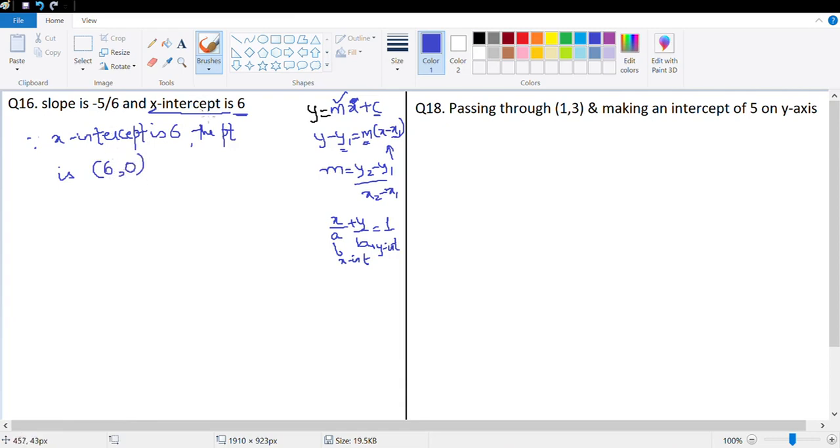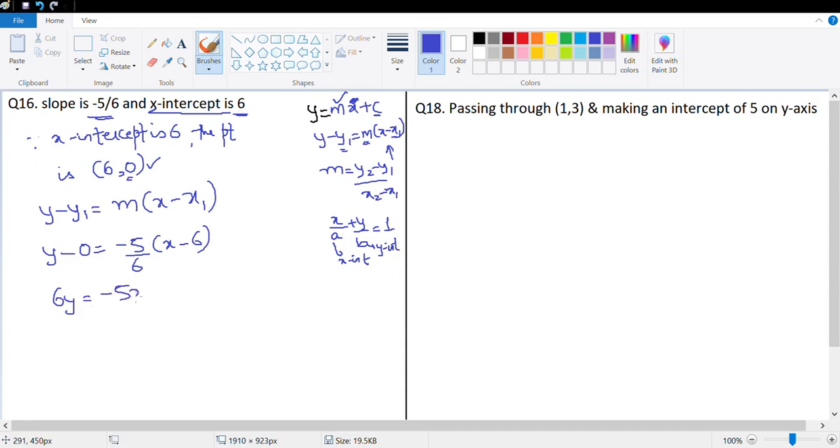Right. So now this becomes simple. I know the slope and I know a point through which it passes. So y minus y1 is equal to m times x minus x1, which means y minus y1, y1 is 0. Slope is negative 5 by 6. x minus x1, that's 6. Let's cross multiply. 6y is equal to negative 5x plus 5 into 6, that's 30. So 6y plus 5x is equal to 30. So this is the required equation. 6y plus 5x is equal to 30.